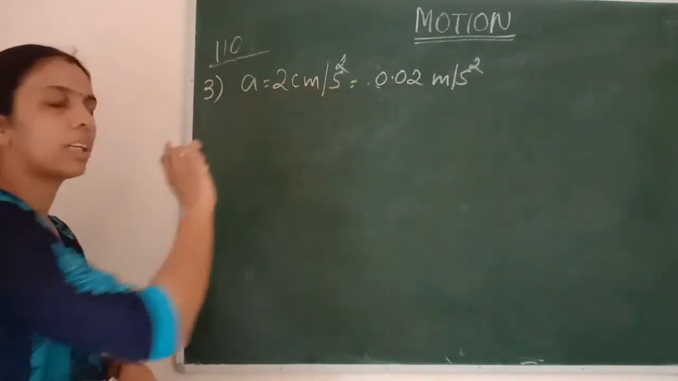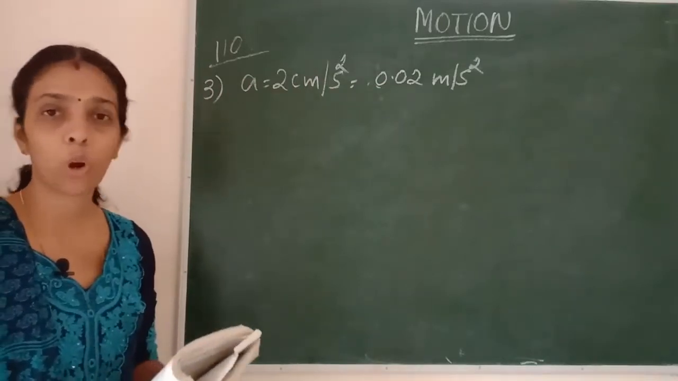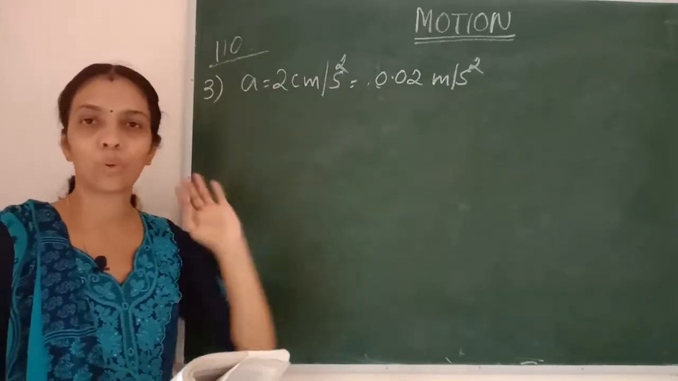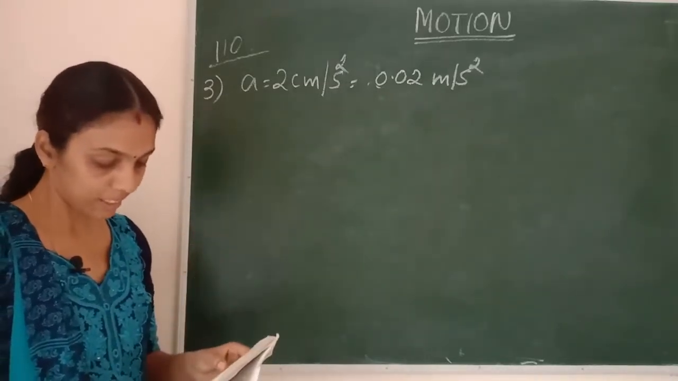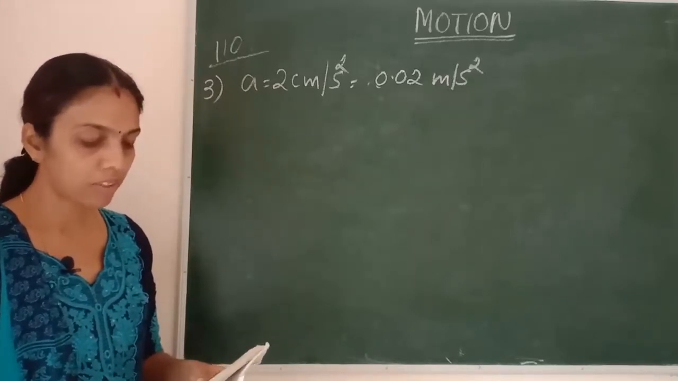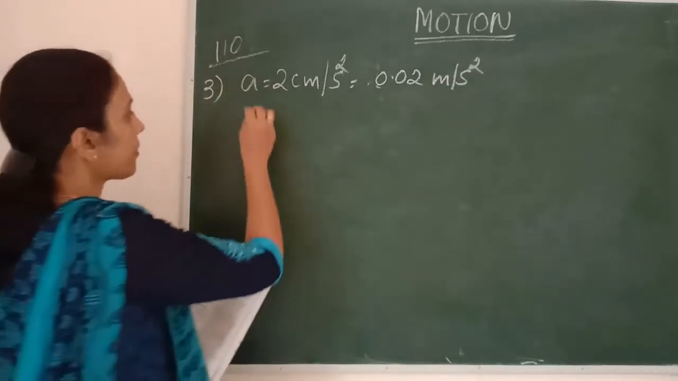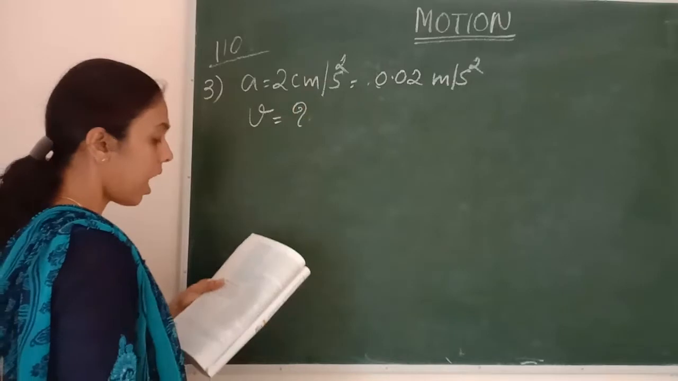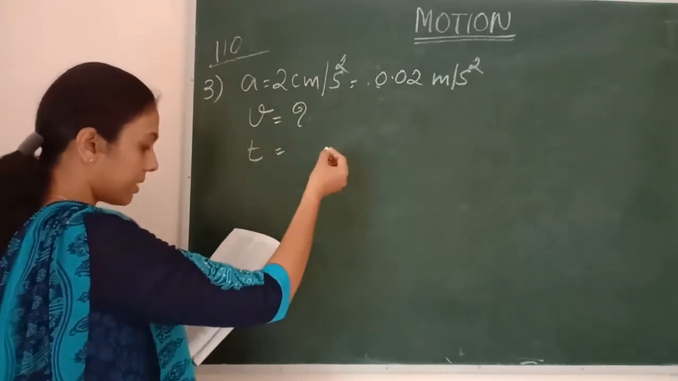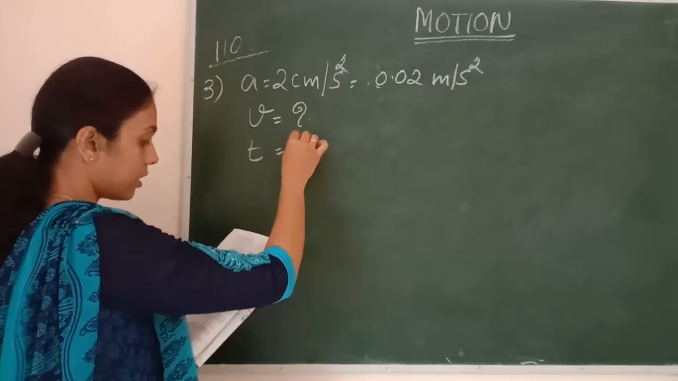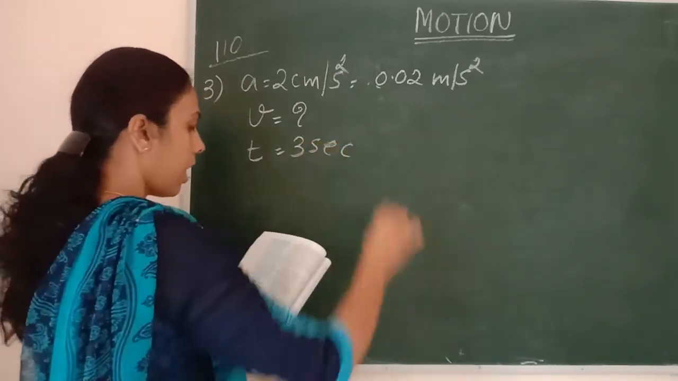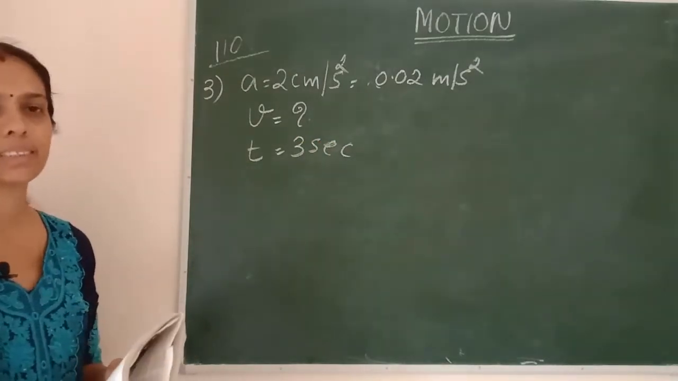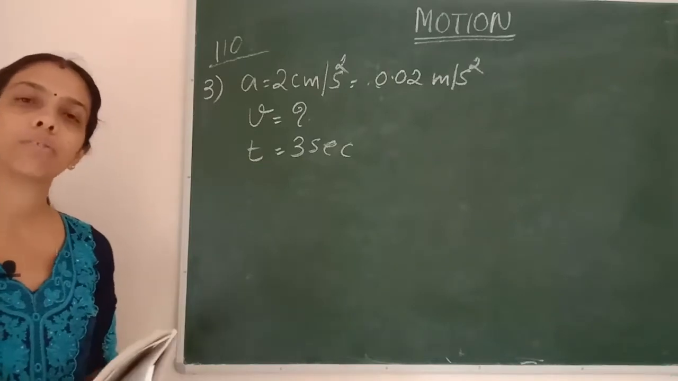Otherwise you can keep it like that itself. Centimeter per second square is also not wrong. Okay, but you can better convert it into SI unit, 0.02 meter per second square. What will be its velocity in 3 seconds? See, velocity is what we should find out after 3 seconds. Time is given as 3 seconds. Acceleration is given, so how can we find velocity?